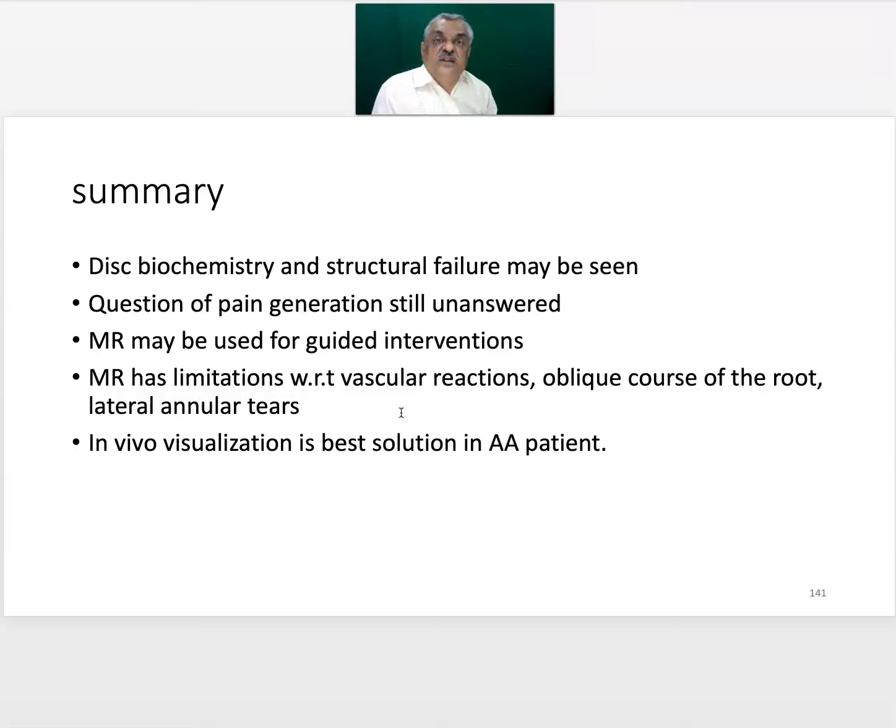In vivo visualization, putting a scope and looking at the pathology and correlating it well with the pain in a patient who is awake and aware is the real solution, which supports our contention that our system of transforaminal endoscopy, which is stitchless and under local anesthesia, is the best way to tackle all these problems.